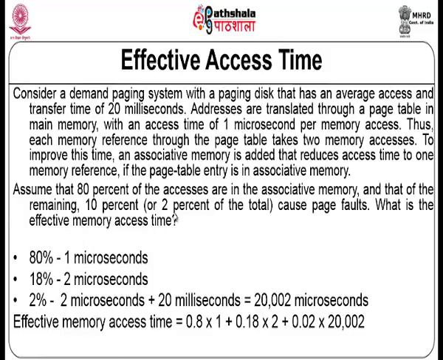So, the effective memory access time goes as follows: for 80 by 100 it is 1, for the remaining 18 by 100 it is 2, and for 2 by 100 it is 20,002. So, it comes to around 401.2 microseconds. Here you see that even though you have only 2% page faults, the effective memory access time goes to 401.2 microseconds, compared to 1 microsecond if you find the page table entry in the associative memory. So, the effective access time is directly proportional to the page fault rate. So, the page fault rate has to be reduced as much as possible.